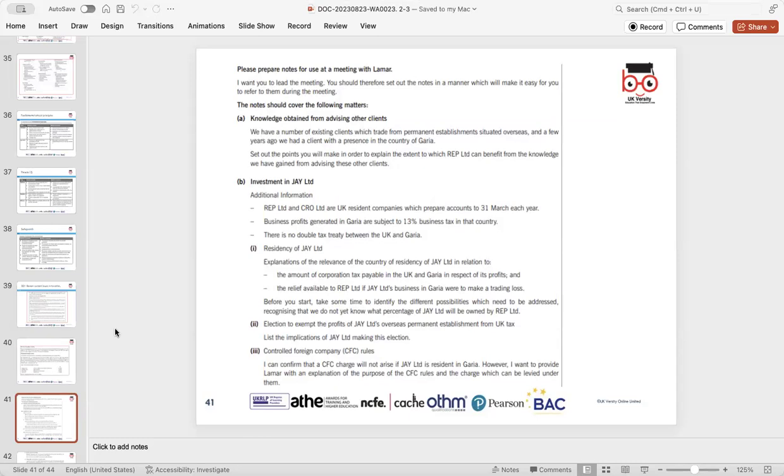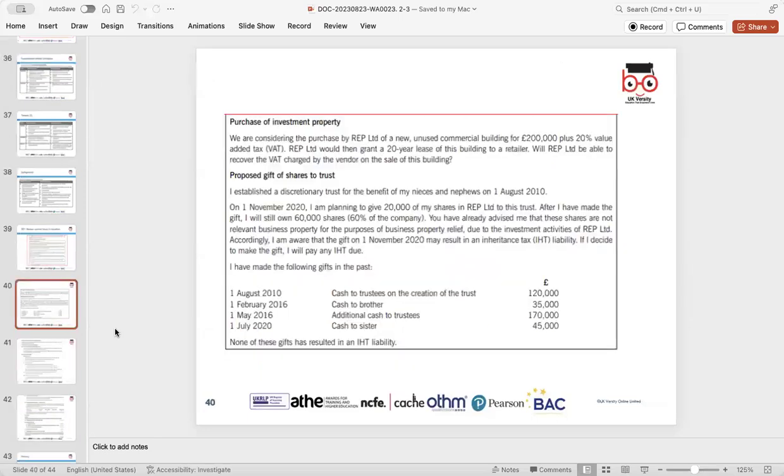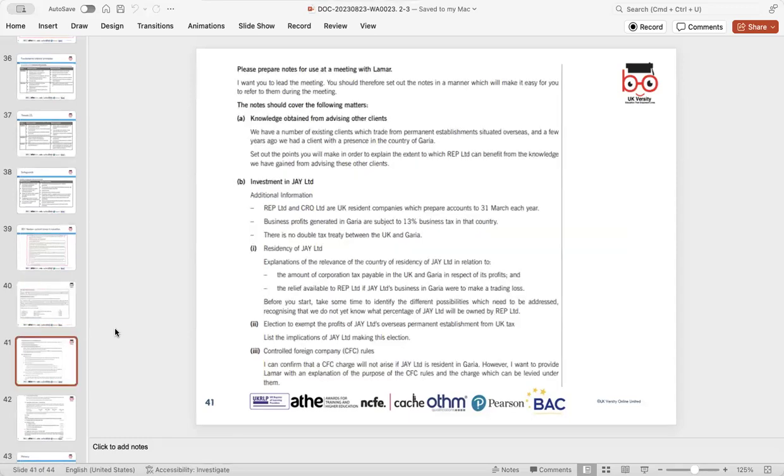Lastly, Limar talked about giving 20,000 shares of REP Limited to a trust for his niece and nephews. So even though he will still own most of the company's shares, he's worried about having to pay inheritance tax if he goes through with the gift. He mentioned giving money to family members in the past without any tax issues.